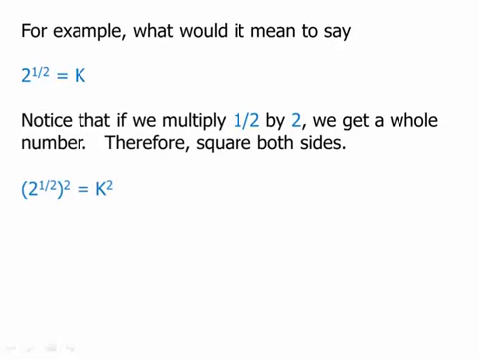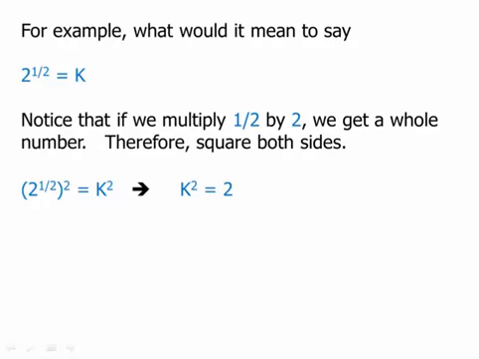notice that if we multiply 1/2 by 2, we get a whole number. And of course, we could use that multiplying exponent rule if we raise 2 to the 1/2 to another power. So why don't we square both sides? On one side we get k squared. On the other side, we get 2 to the 1/2, squared. The laws of exponents say we multiply those exponents. 1/2 times 2 equals 1. So that side just becomes ordinary 2.